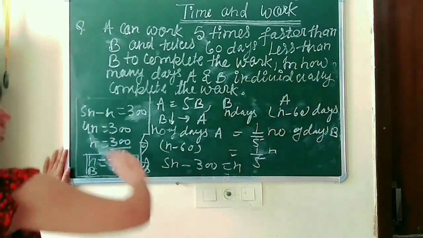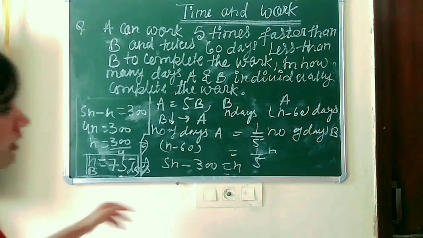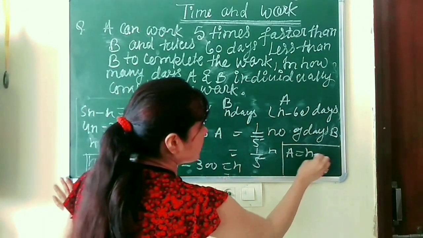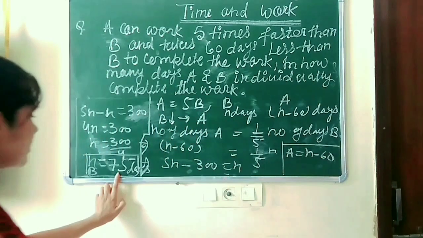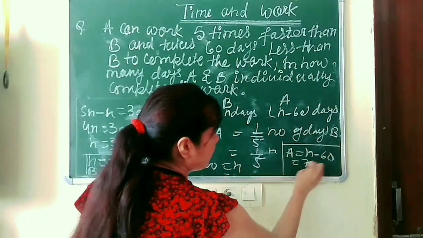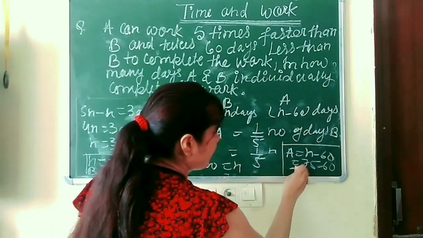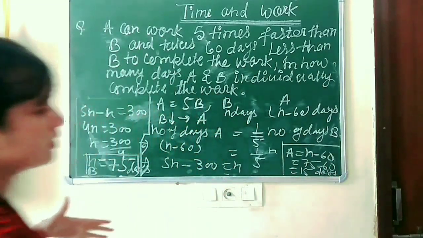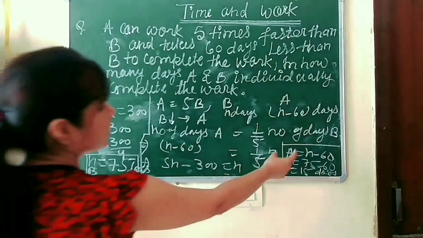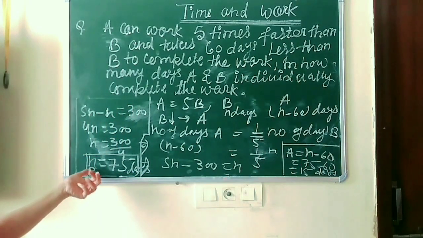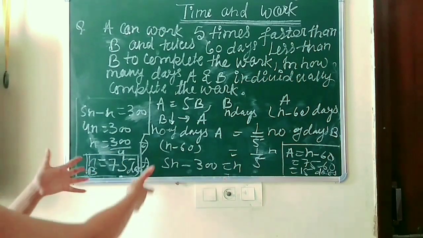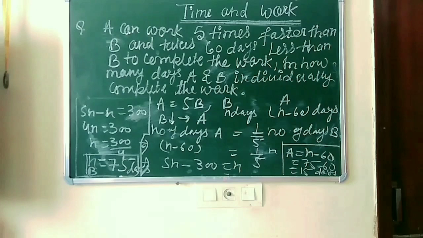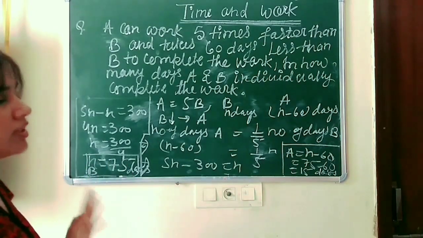Now how many days will be required by A? We know A is n minus 60, so here we put 75. 75 minus 60 will be 15 days. So 15 days will be required by A to finish the work, and B will take 75 days to finish the whole work. Just take the screenshot. I hope this is clear to you.